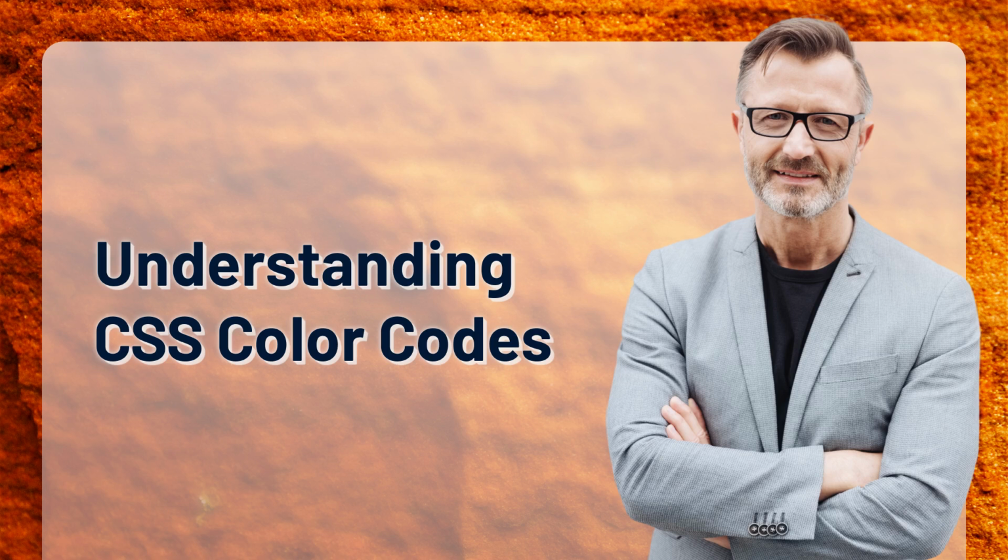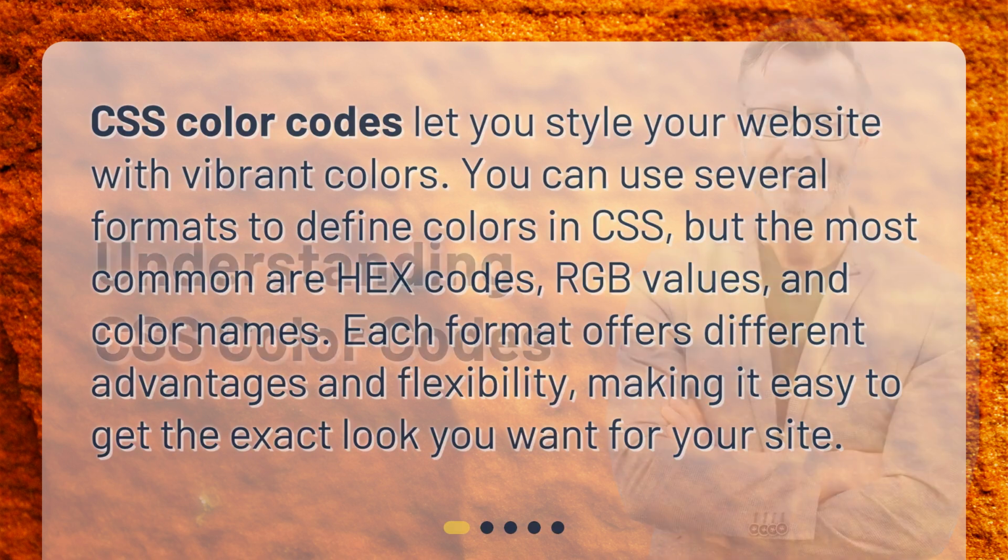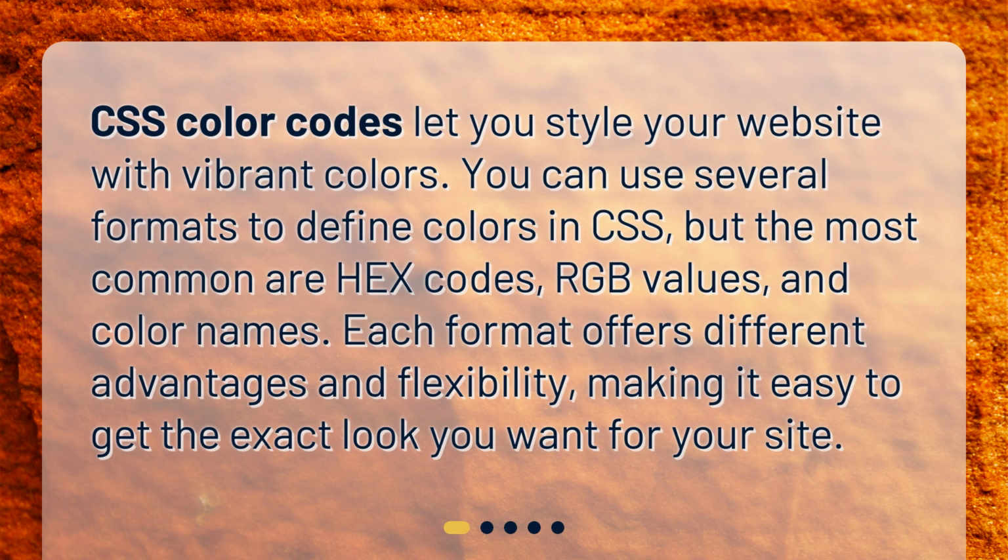Understanding CSS color codes. CSS color codes let you style your website with vibrant colors. You can use several formats to define colors in CSS, but the most common are hex codes, RGB values, and color names. Each format offers different advantages and flexibility, making it easy to get the exact look you want for your site.